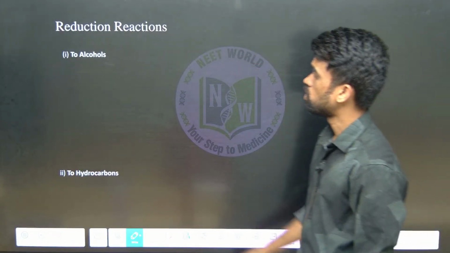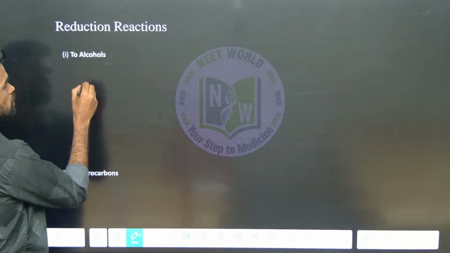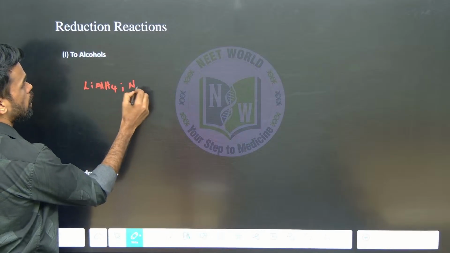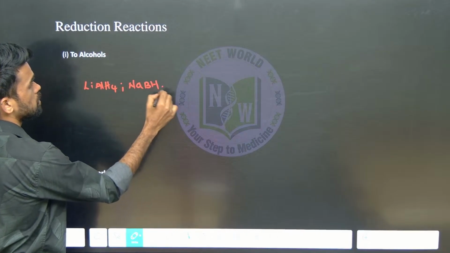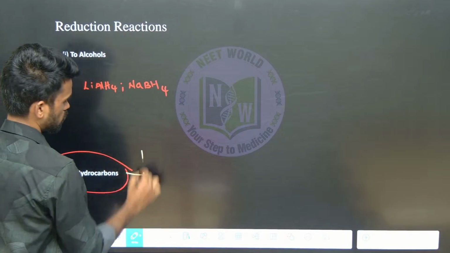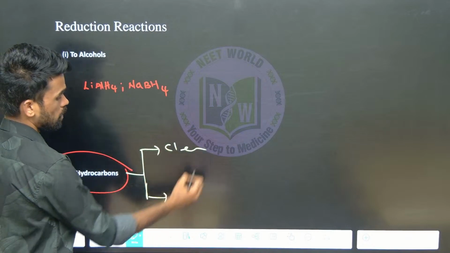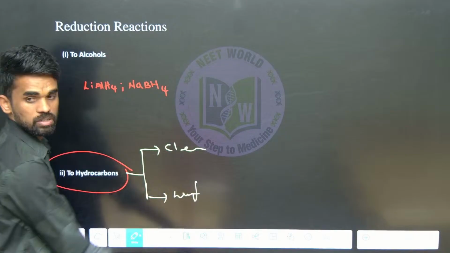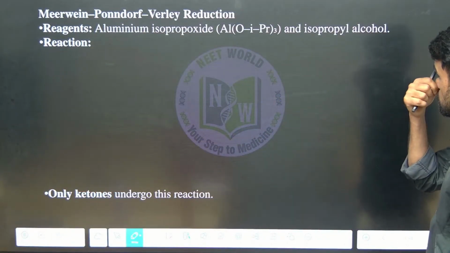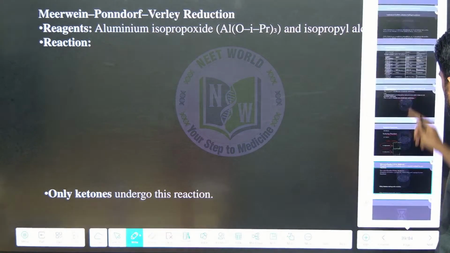Now how can we reduce these to alcohols? Using reducing agents like lithium aluminum hydride, which we already discussed, and sodium borohydride. And to hydrocarbons, what did I tell you? Two things: one is Clemmensen reduction and the other is Wolff-Kishner reduction. One more is called MPV reduction, which we will discuss.